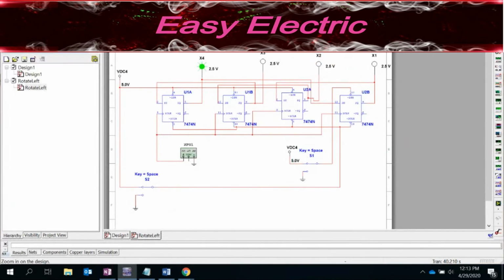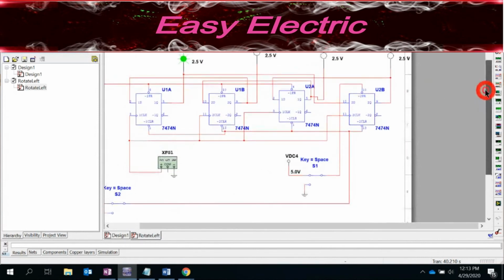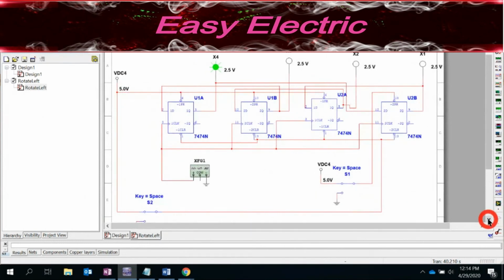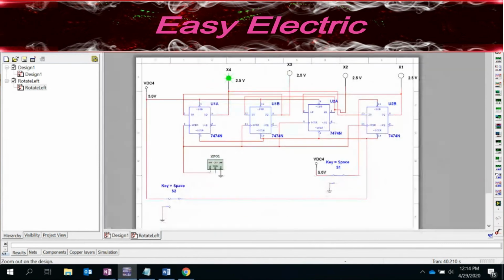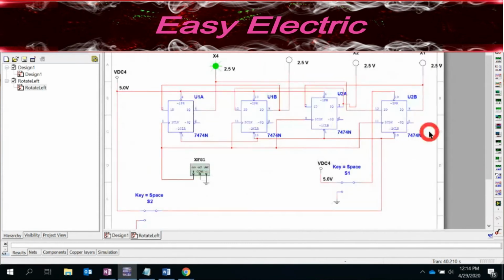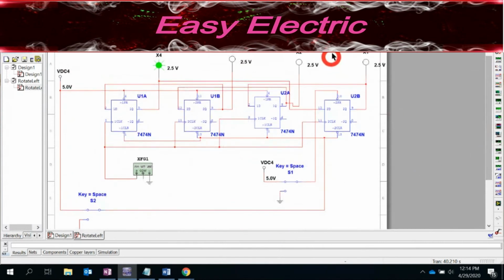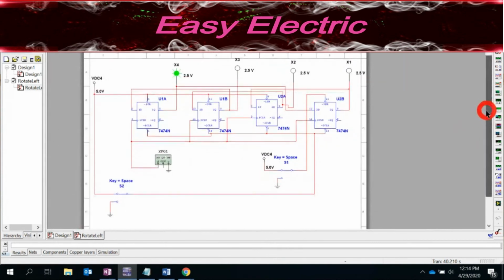So let's check the simulation and see what we have here. Let's see if we could minimize this. It should be fine. Just to make that a little more visible. Okay.